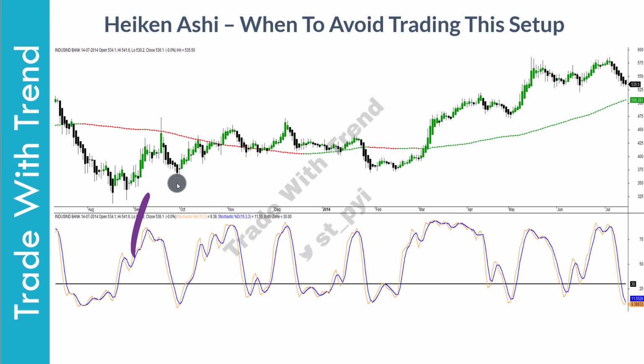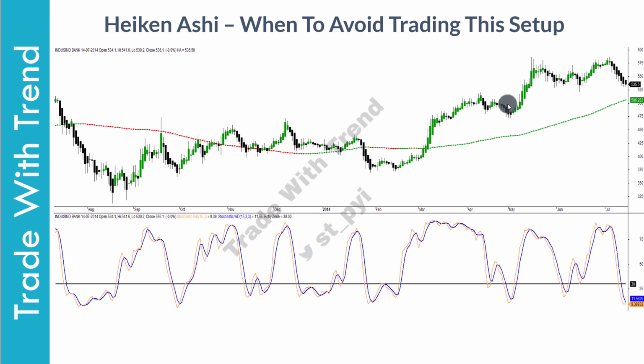In this chart, I will avoid taking long trades in this region and at this point because of 2 main reasons. Number 1, the down move in both these cases has happened on the back of wide range Heiken Ashi candles, and in both these instances, price decisively is below the 100-day period average. I hope this point is clear.